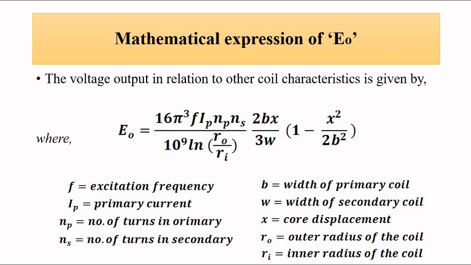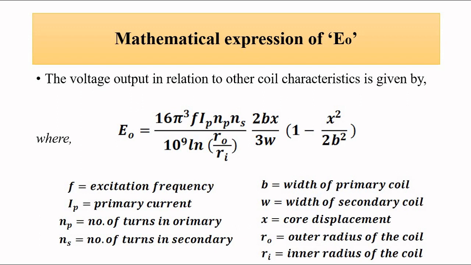These are the parameters where f is the excitation frequency of the AC supply which is connected. Everything with the subscript P relates to the primary winding, where I_p is the primary current, N_p is the number of turns in the primary winding, N_s is the number of turns in the secondary winding, b is the width of the primary coil, w is the width of the secondary coil, x is the core displacement, that is, displacement of the core from the null position, center position on either side, R_0 is the outer radius of the coil, R_i is the inner radius of the coil. So this is the whole expression of the operating principle of LVDT.